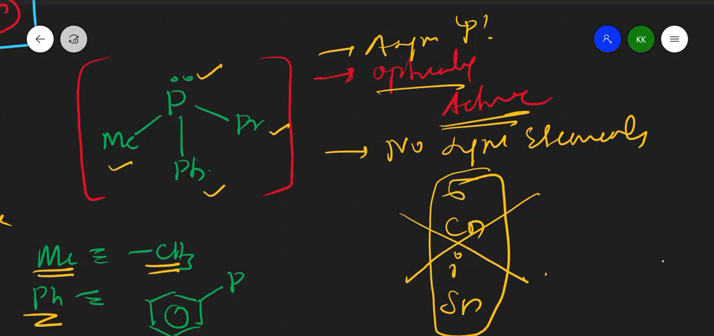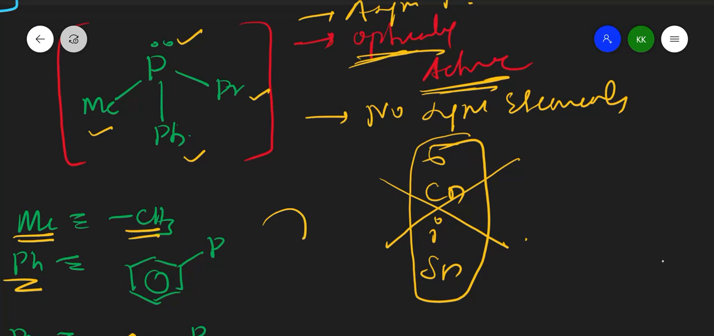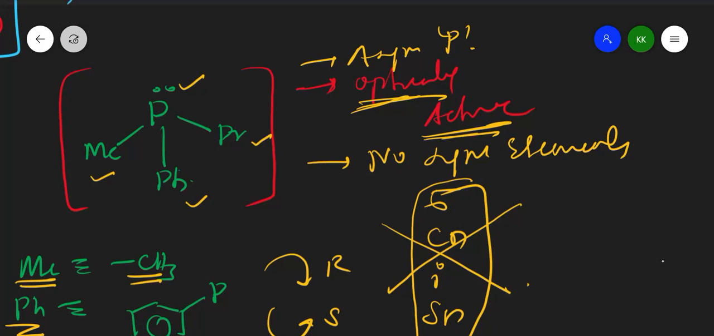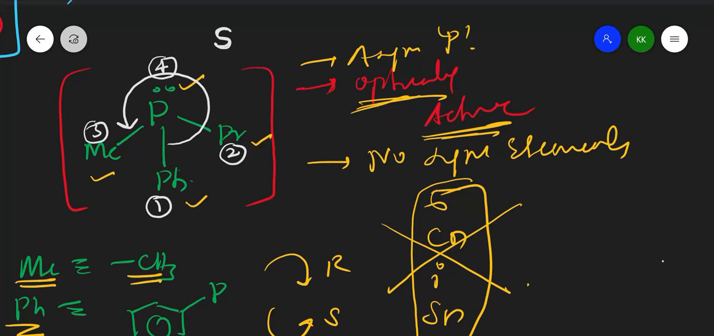For this optically active compound, just as in carbon where we do R and S nomenclature, in stereochemistry R and S nomenclature is done for atoms other than carbon in the same way. Here phenyl gets priority 1, this is second priority, and methyl is third priority. The lone pair is given the last priority, 4. The arrow moves as 1, 2, 3 like this, so it is anticlockwise, and we call it S. If it is clockwise, then it will be R. This is the simple nomenclature.